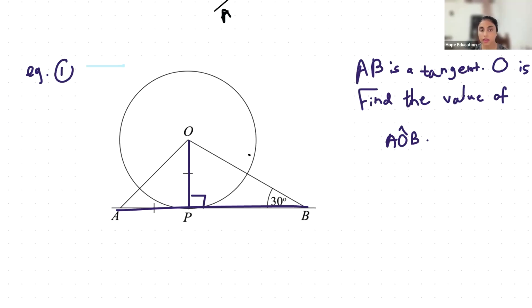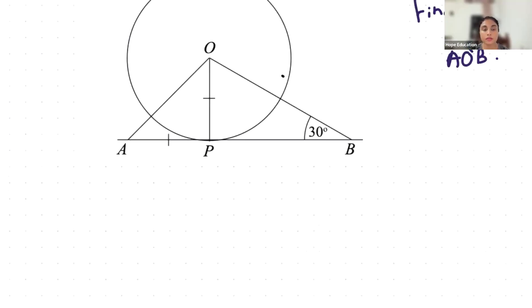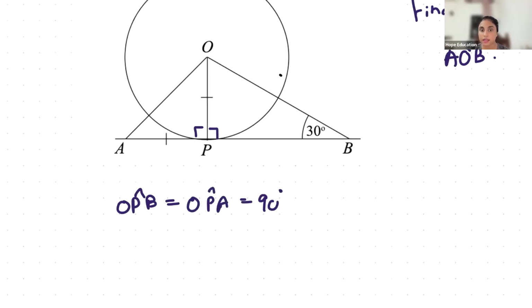This is 90 degrees, this is 90 degrees. OPB equals 90. If this is 90, this is also 90, right? We can say straight away that OPA equals 90, because it's given that AB is a tangent.